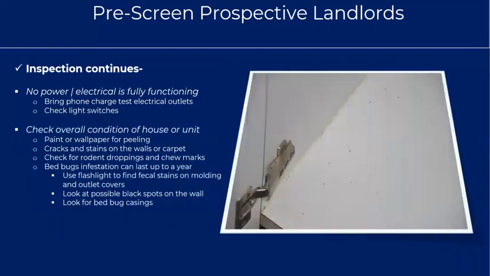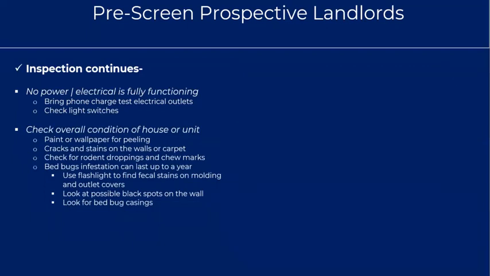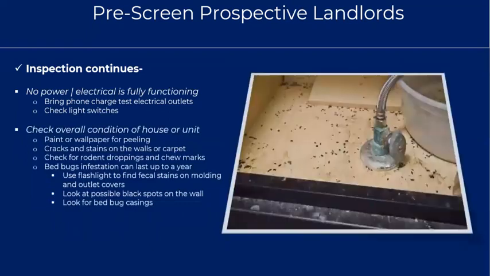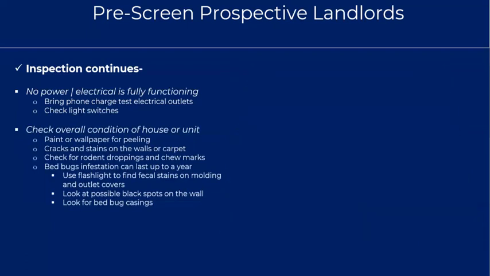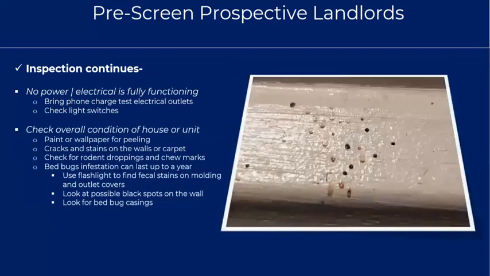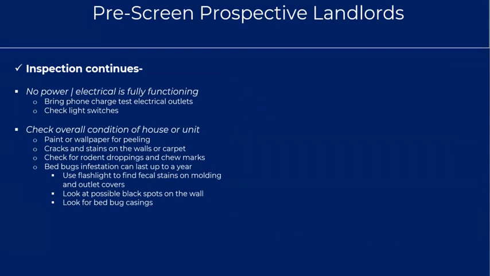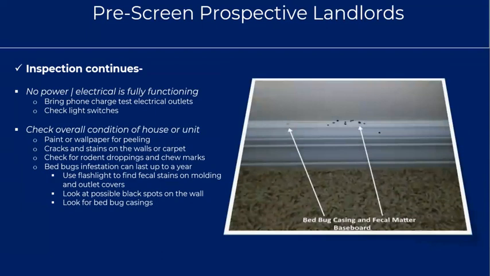So this first picture is an example of mouse droppings. And here are roach droppings. These are just examples. And this is a picture of bed bug droppings. And this is bed bug droppings with shells.